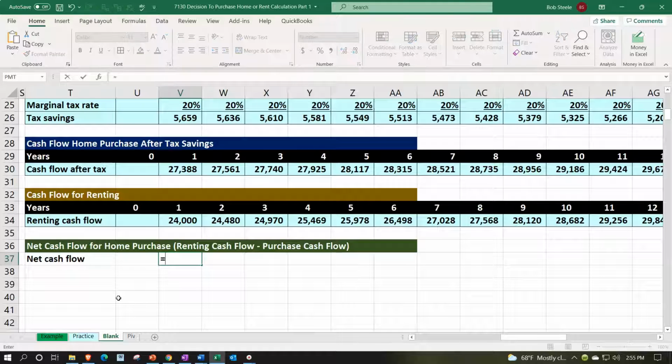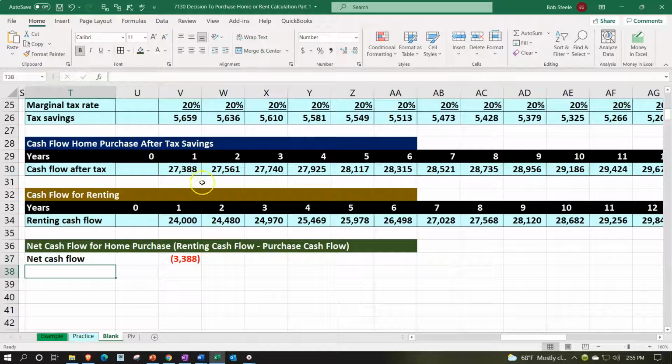I'm going to subtract the renting first, the $24,000 minus the $27,388. In other words, if I go from renting where I'm currently paying $24,000, I purchase, put that amount down, 20% down, I still am paying more, which is increasing my cash outflow, which I'm going to have as a negative.